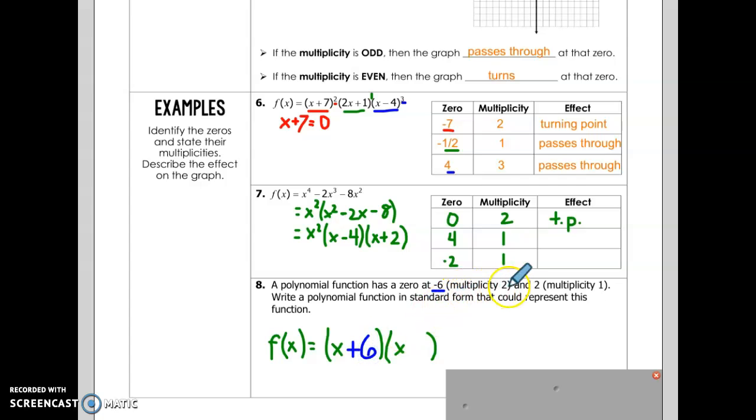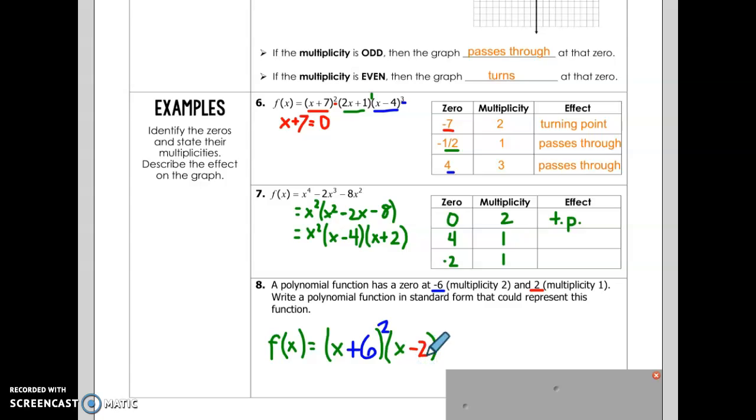Now it does tell us that there's a multiplicity of 2, so I'm going to put that 2 right there. So I have x plus 6 quantity squared. Now the next factor we need to think about is a 0 at +2 with only multiplicity of 1. So if I have a +2 when I solve for x, that means I'm going to have x minus 2 is what's set equal to 0.